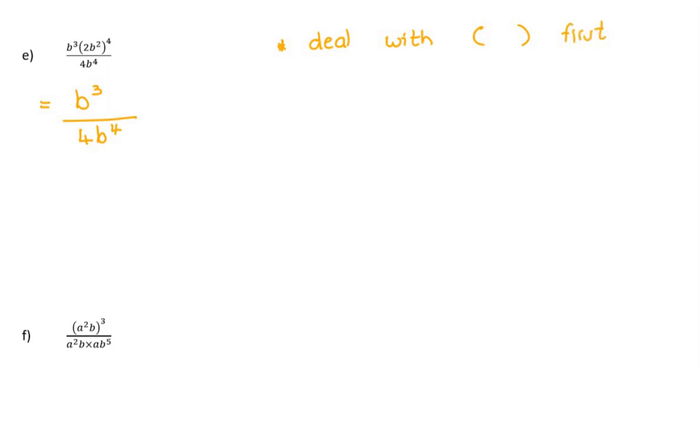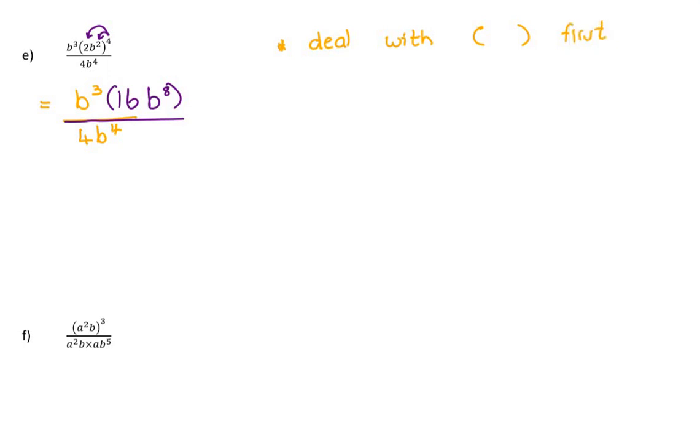Now what's happening in the bracket? I'm distributing my exponent of 4. So when you raise a power to another power, you multiply. So this is b to the power of 8. And just be careful, that's not 2 times 4, it's 2 to the power of 4, which is 2 times 2 times 2 times 2, which is 16.